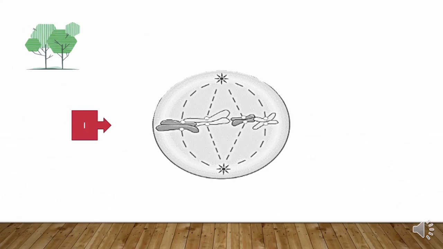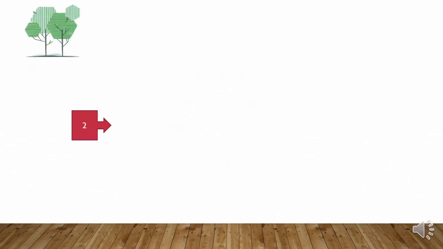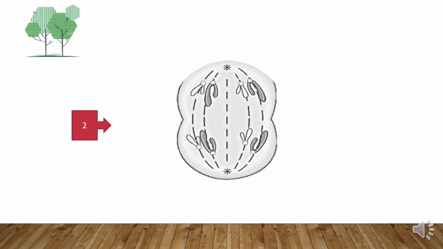Okay, let us see if you got the correct answer. Yes, you're right. It is metaphase. Okay, let us proceed. Illustration number 2. What stage of mitosis is identified in the illustration? Again, you have 5 seconds to answer. Okay, let us see if you got the correct answer. Yes, it is anaphase. Let us proceed.